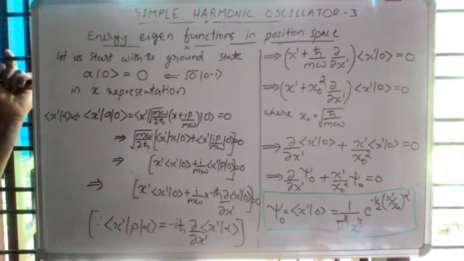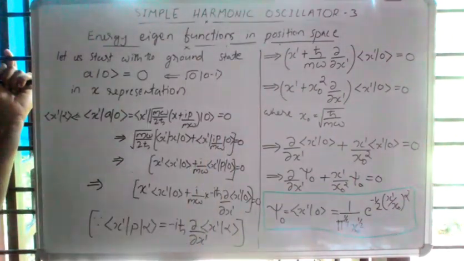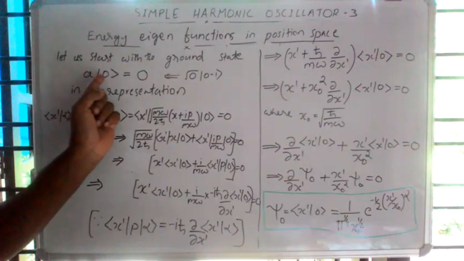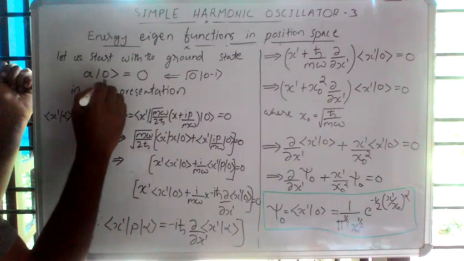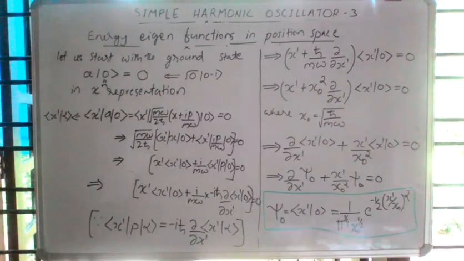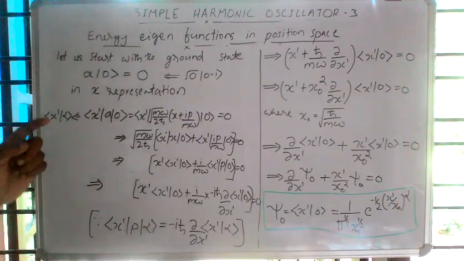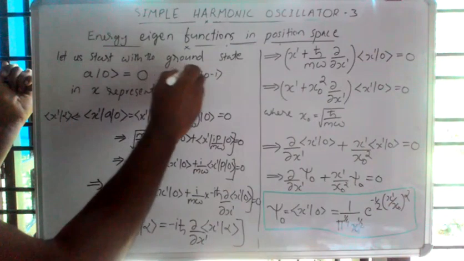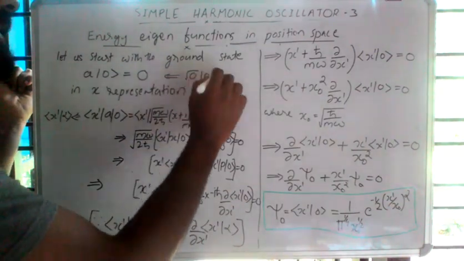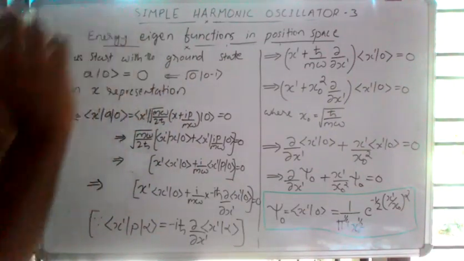In the previous class, we derived the energy eigenvalues of the simple harmonic oscillator. Now I'm going to derive energy eigenfunctions in position space. Let's start with the ground state of the simple harmonic oscillator, where n equal to 0. Now we are starting with the ground state. We can represent that as a acting on 0 equal to 0. According to this equation, a acting on n is under root n times n minus 1, so we will get 0. This is the ground state of the simple harmonic oscillator.